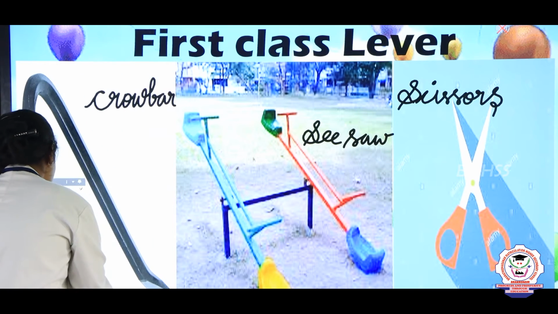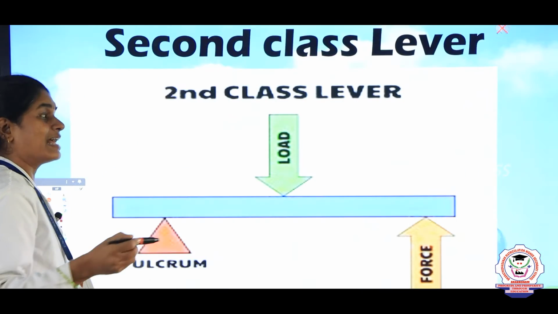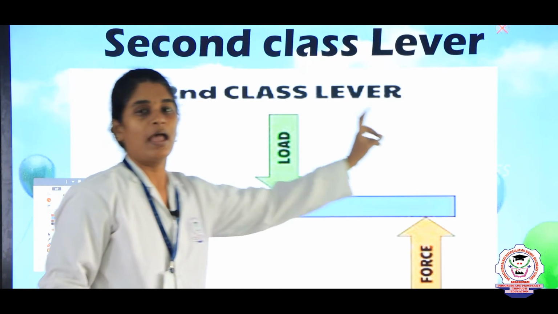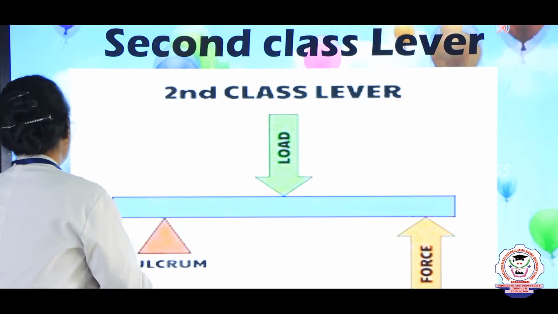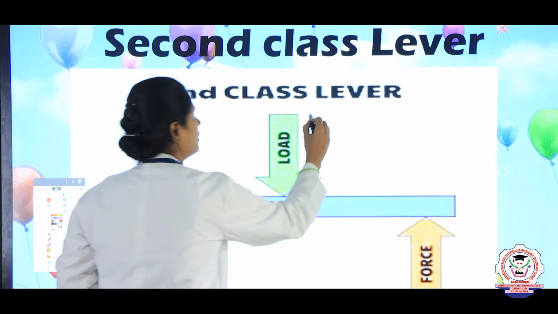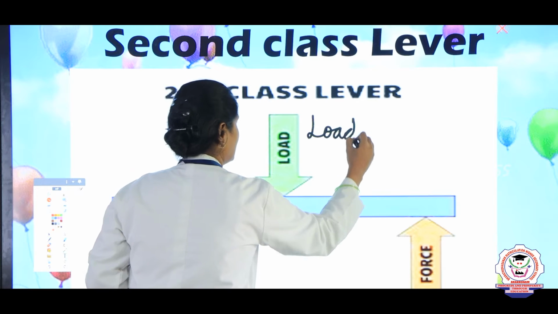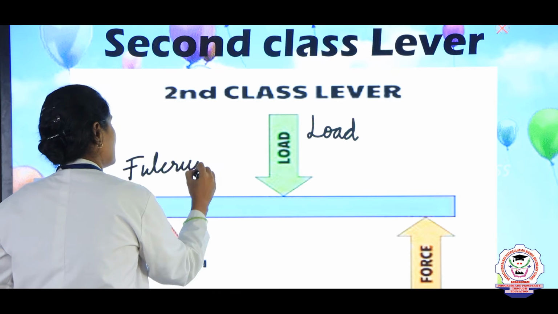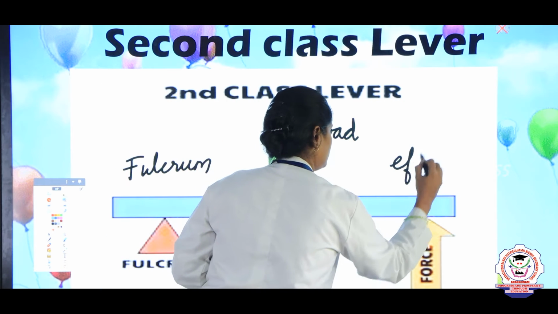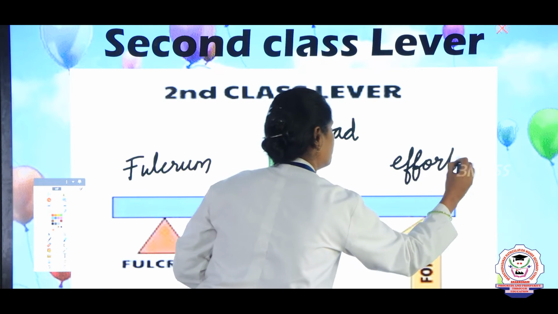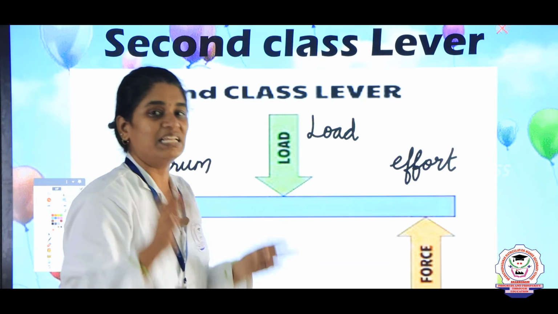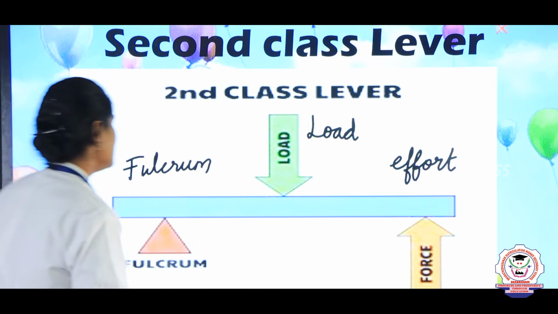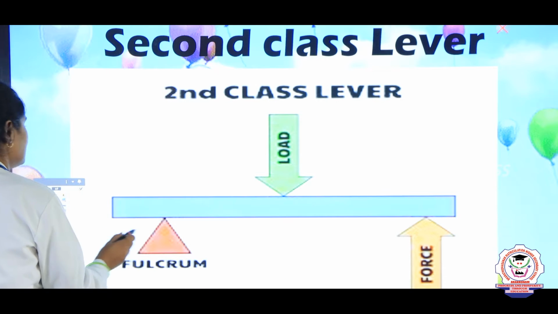Now let us see the second class lever. In the second class lever the load is present between the fulcrum and the effort. Okay. So here the load is present in the center and on one side there will be the fulcrum, on the other side there will be the effort. So in any lever, when the load is present in the center, it is known as a second class lever. Now let us see what the examples of the second class lever are.